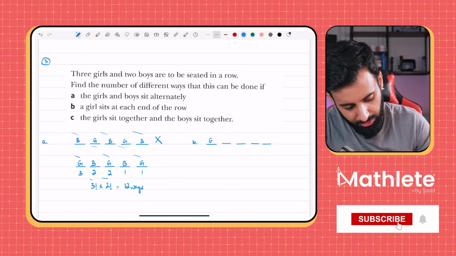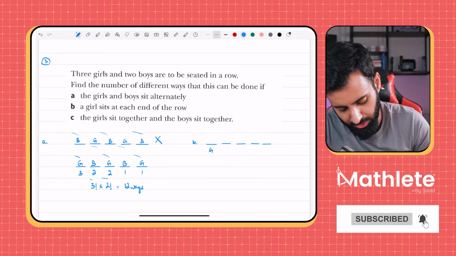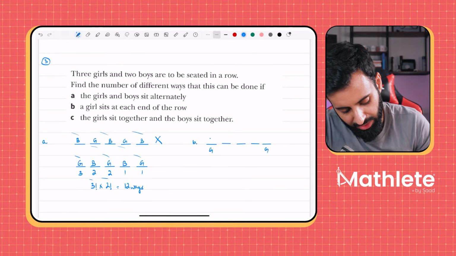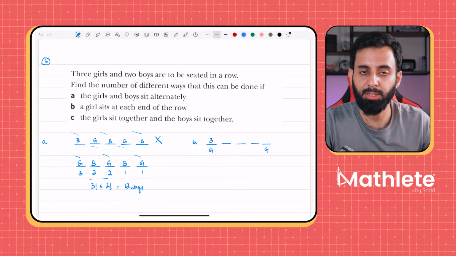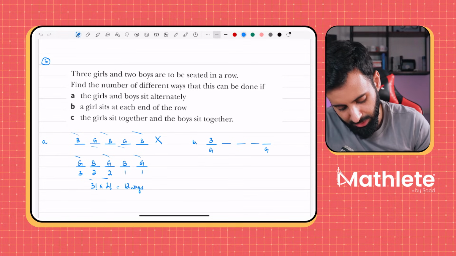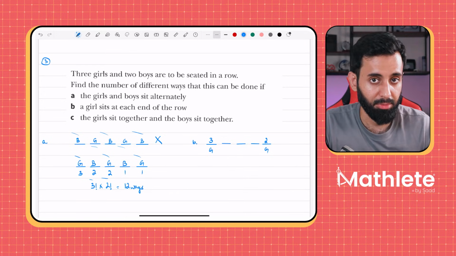So you have to have a girl in the first place and a girl in the last place. Actually, let's write it down. How many options do you have, since we have to settle the restriction first? For the first place, we have 3 options, since there are 3 girls to choose from. And in the last place, we have 2 options. Why? Because we have 2 girls to choose from.